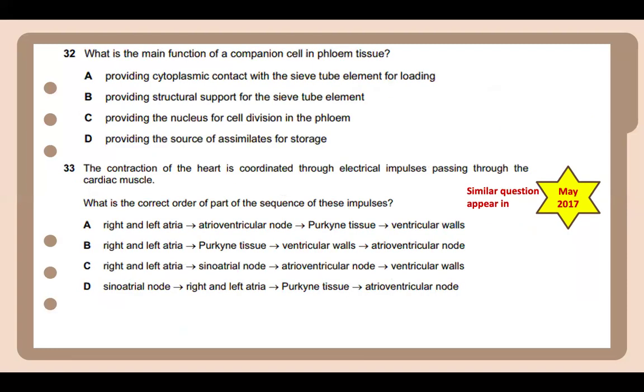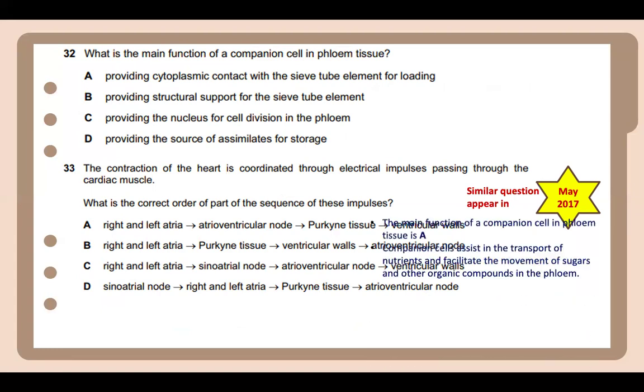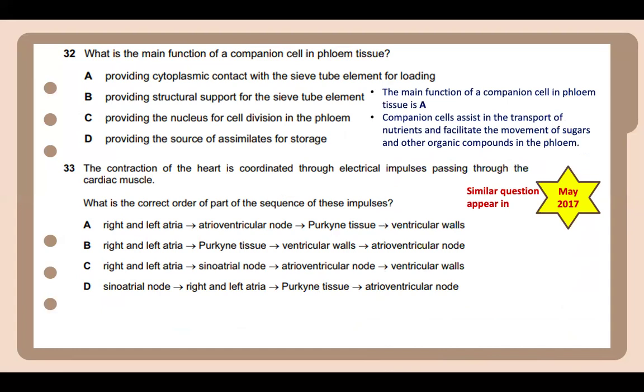What is the main function of a companion cell in phloem tissue? The answer for number 32 is providing cytoplasmic contact with the sieve tube element for loading. The companion cell assists in the transport of nutrients and facilitates the movement of sugar and other organic compounds in the phloem.